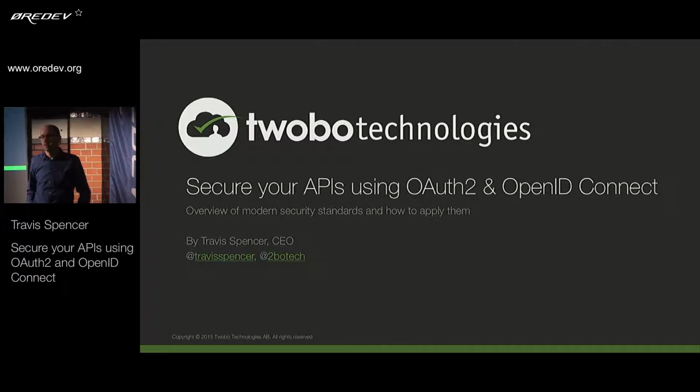My name is Travis Spencer, and I'm the CEO and founder of a company called Twobo Technologies. Twobo is a Swedish company. We've been operating since 2010, and we are only working on API security, and in particular working with OAuth and OpenID Connect, and how to use that to secure your APIs. So that's going to be the topic of my presentation.